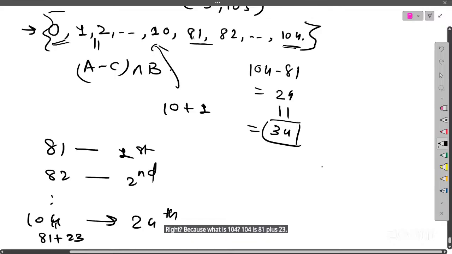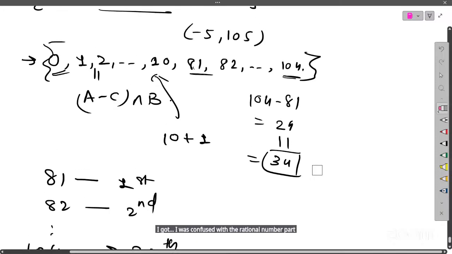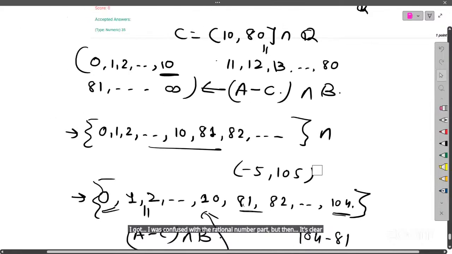Yes, ma'am. Okay, ma'am. So that's why it will be your 24th number. I was confused with the rational number part, but then it's clear now. Thank you. Okay.